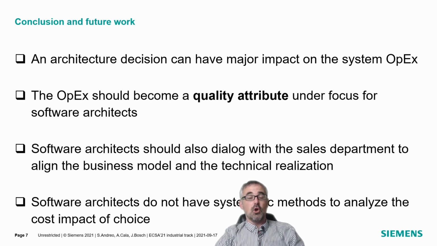To conclude, we have seen that an architecture decision can have a major impact on the system OpEx. We believe that OpEx should become a quality attribute, and as software architects take care of performance and maintainability, they should take care of the OpEx. And also we have to strengthen the communication between the sales department and the software architect to align the business model to the technical realization.